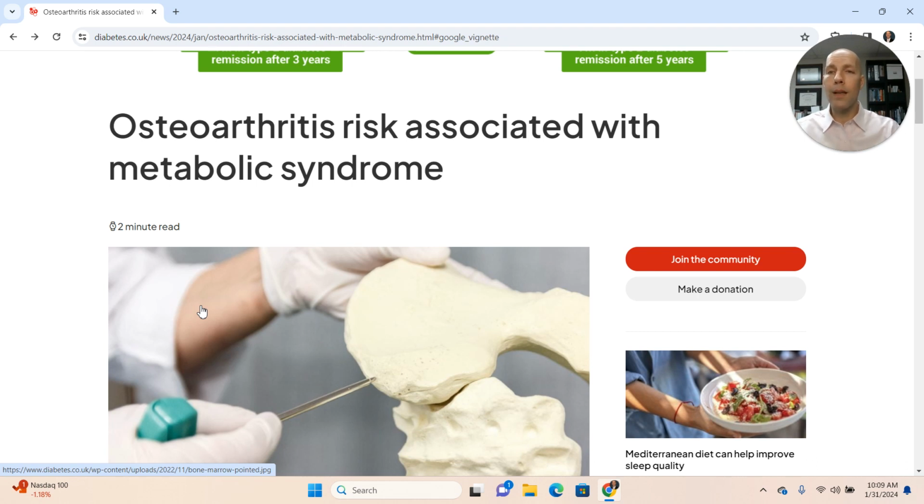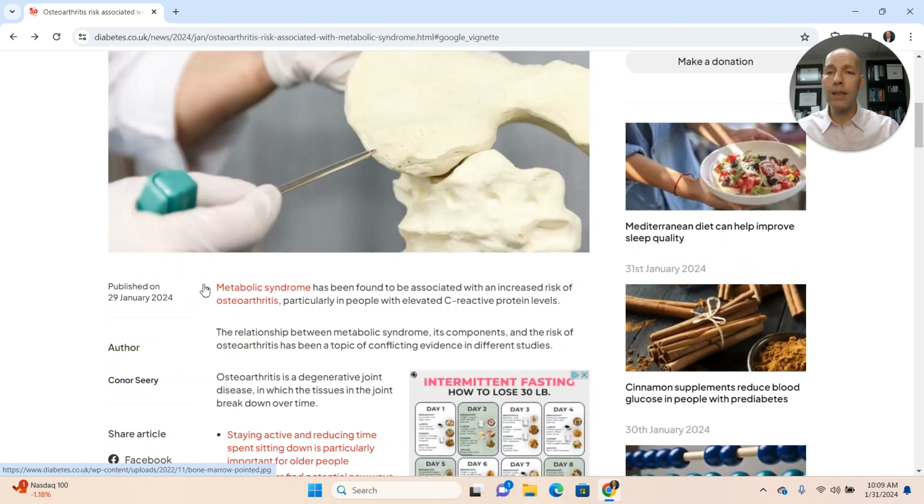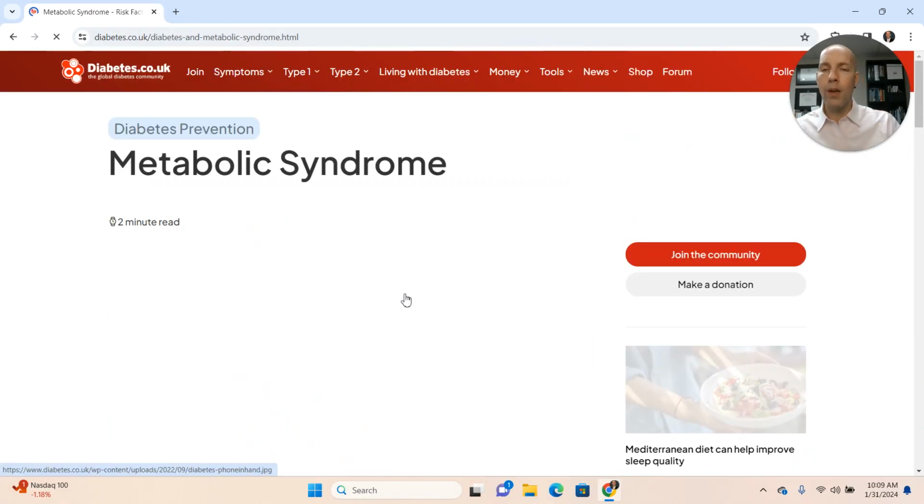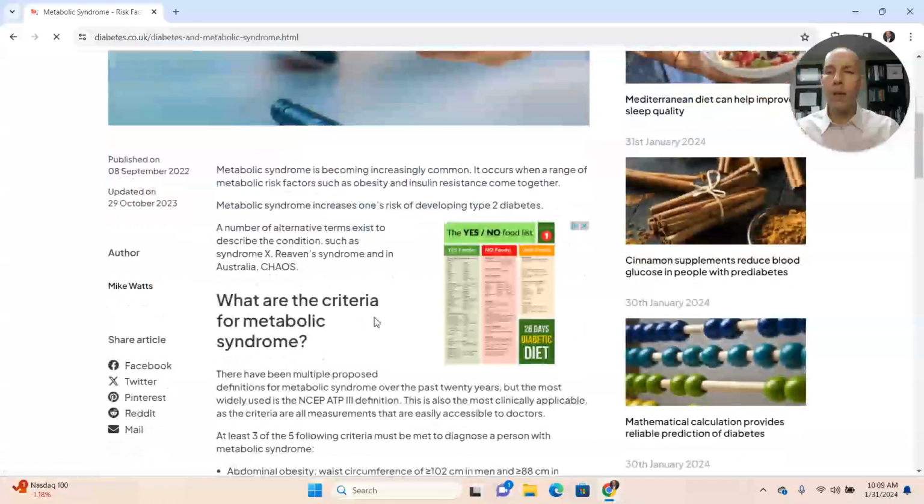So osteoarthritis, that's the degeneration of the joint, which can break down the cartilage, and then the cartilage breaks down and it creates pain. Metabolic syndrome, so you may be asking yourself, what's metabolic syndrome? So there's a couple criteria when it comes to metabolic syndrome.